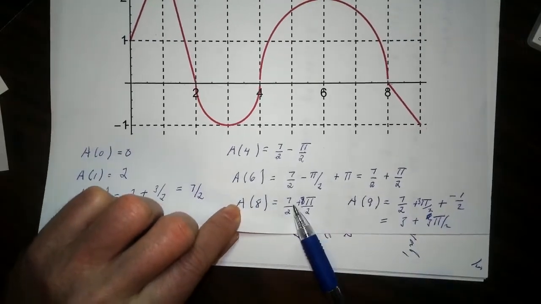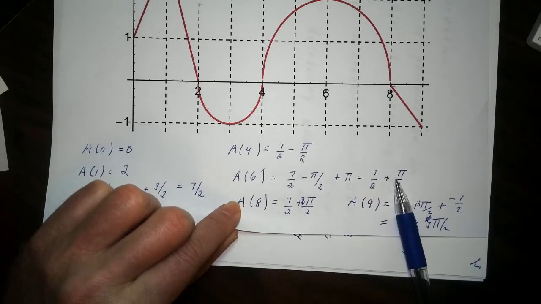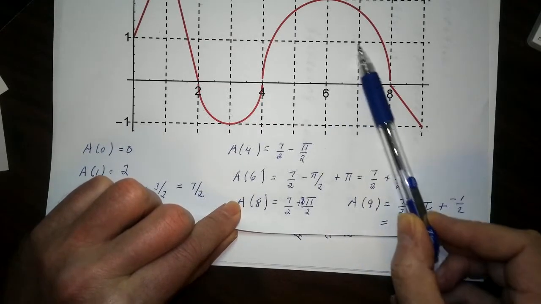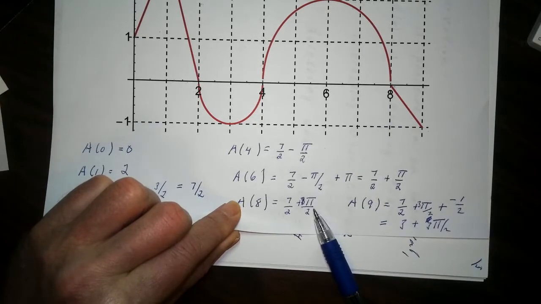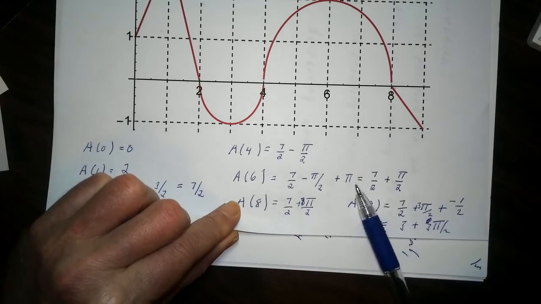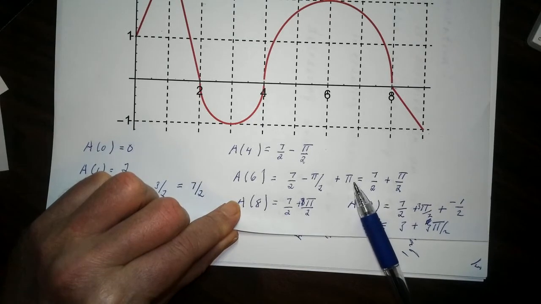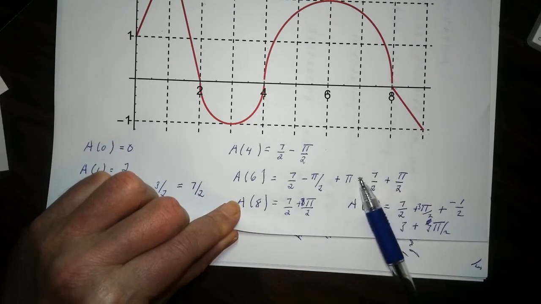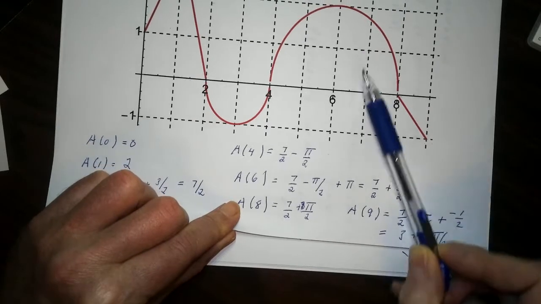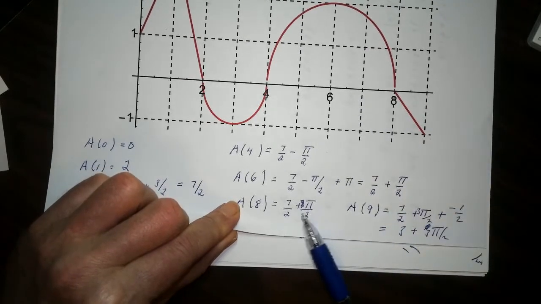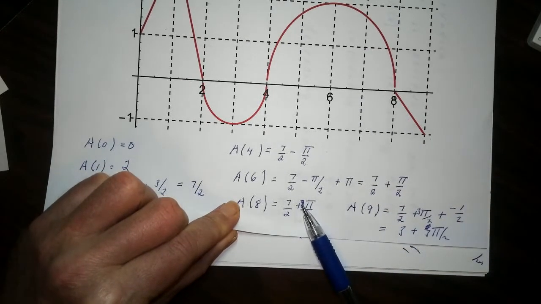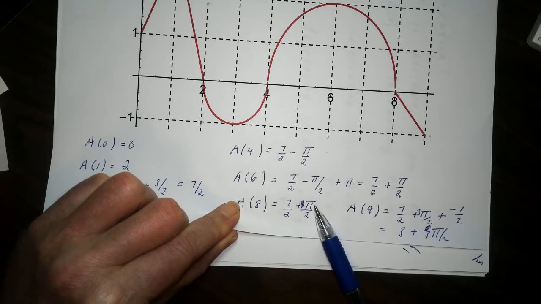A of 8 would be how much we accumulated up to 6, plus we'd have to add another pi over 2 on again. I'd have this add another pi on, that pi is that area right there, so I'd have 7/2 plus 3 pi over 2.